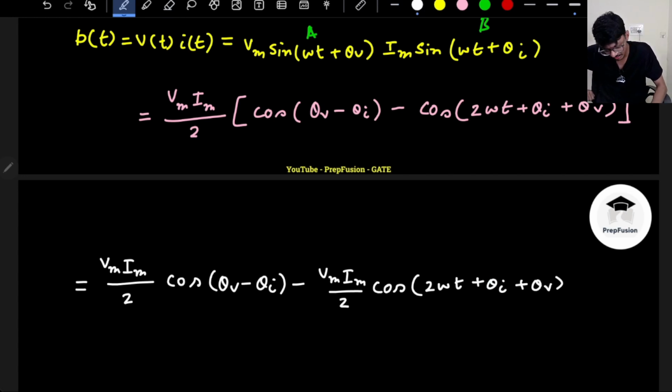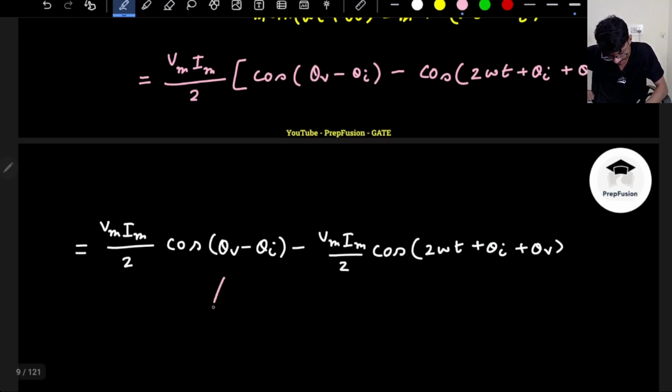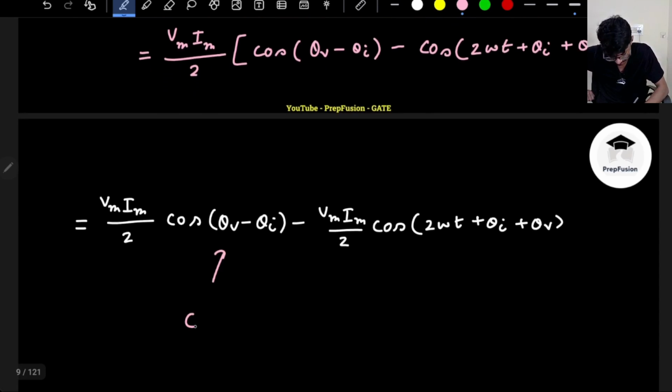Okay, so here if you see, one of the terms is time independent. It is constant. Basically, it is not dependent on time, right? It is just a constant value. Theta V minus theta I is a constant thing. Vm Im by 2 is a constant thing. Cos of theta V minus theta I is a constant thing.